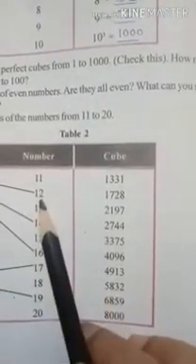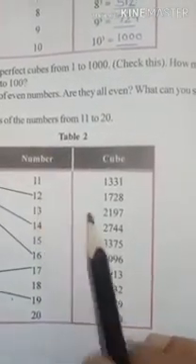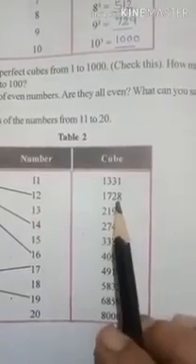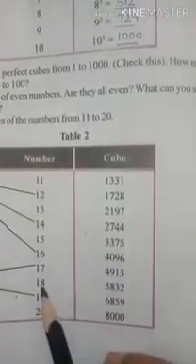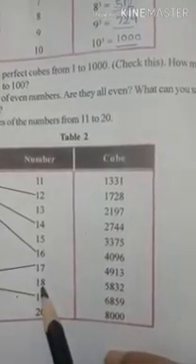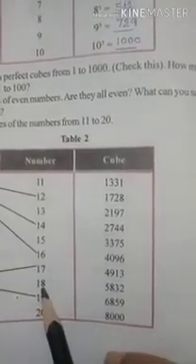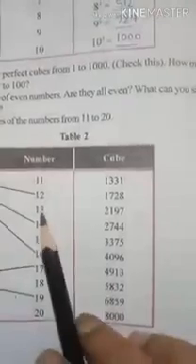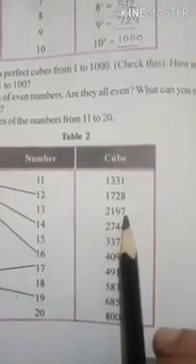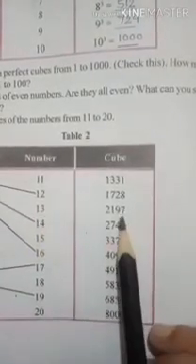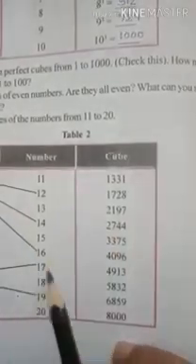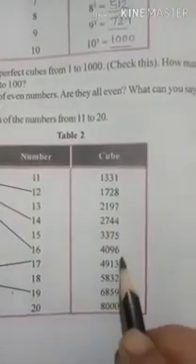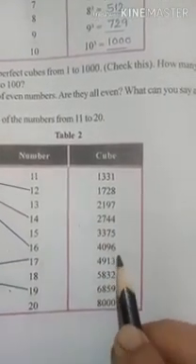The last digit here is 2. For the cube, the last digit will be 8. Similarly, for the number, if the last digit is 8, its cube will have last digit 2. Same is for 3. A number ending in 3, its cube will have last digit 7, and the number ending in 7, its last digit in the cube will be 3.